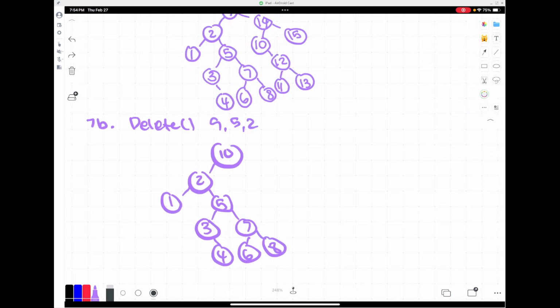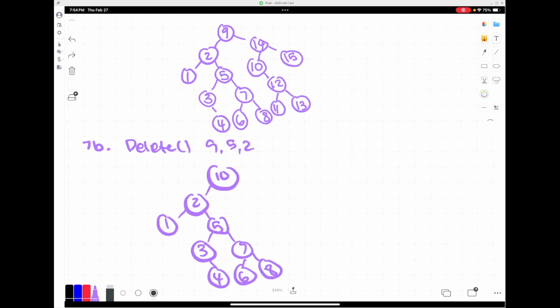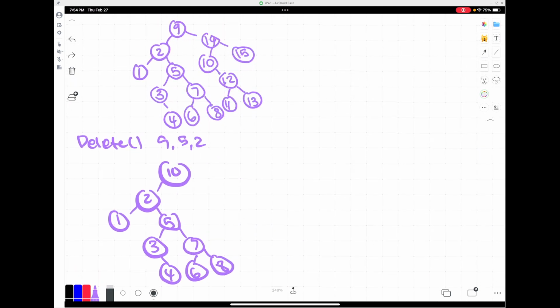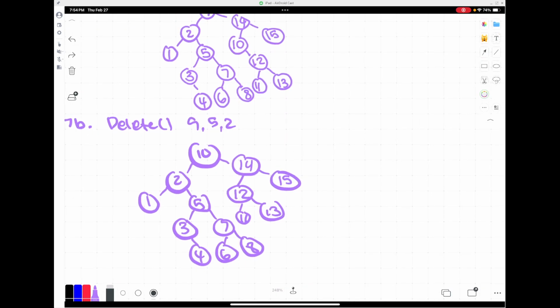Oh, I just realized the reason why there's a pattern of having a parent and then 2 children, I think it's the doubly linked list from PA5. Okay. And then 14, because we deleted 10, it's going to be 12. And then we'll do whatever was in 12 and 15. Okay, so we've deleted 9.